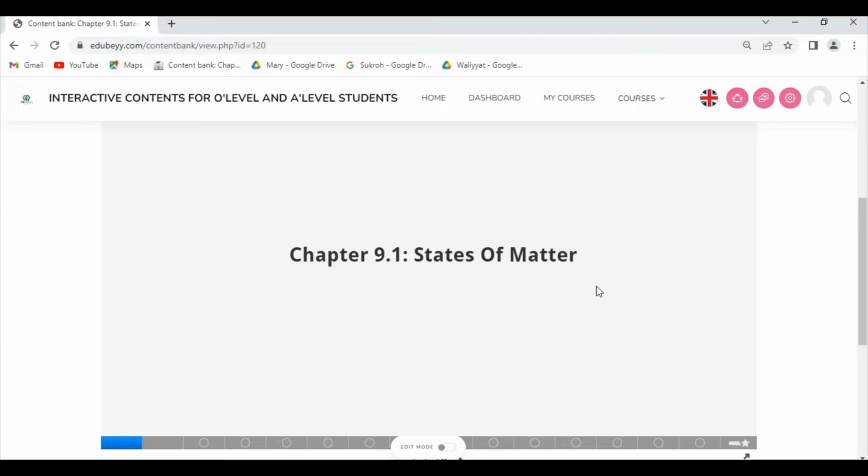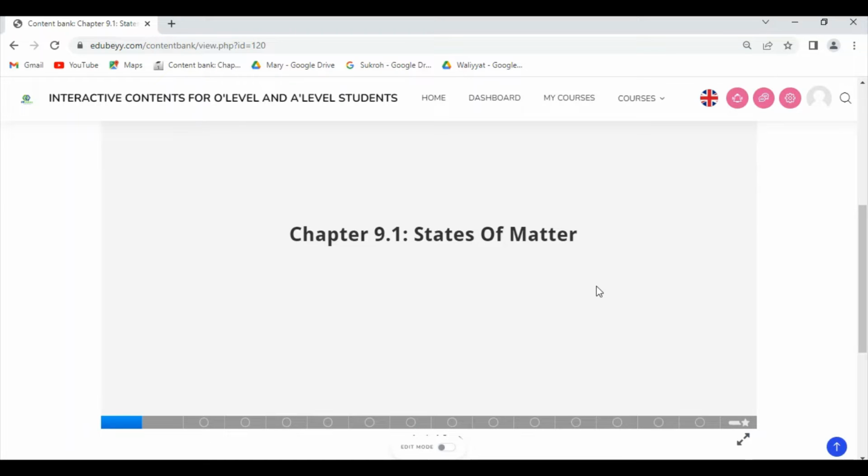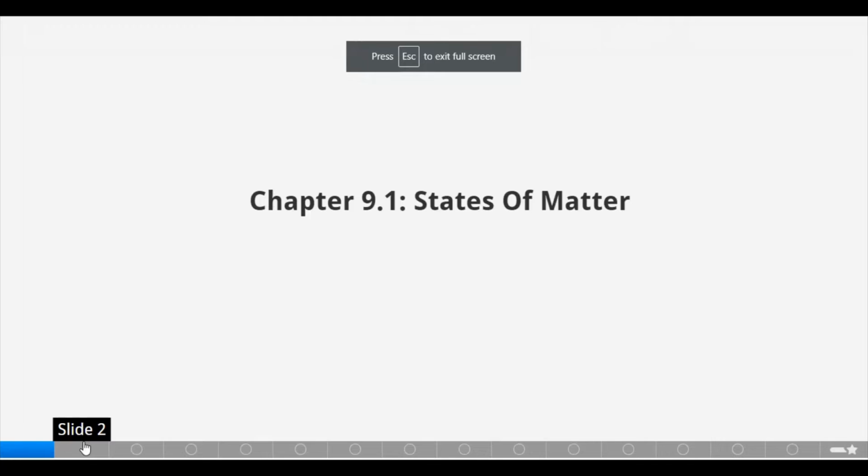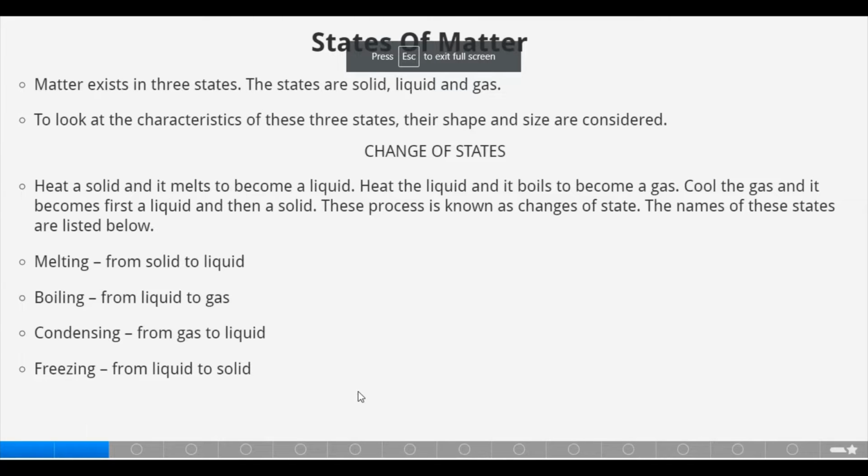Today, we'll be dealing with chapter 9.1, the states of matter. We're also going to be dealing with the kinetic model of matter. Let's deal with states of matter. Matter exists in three states. The states are solid, liquid, and gas.